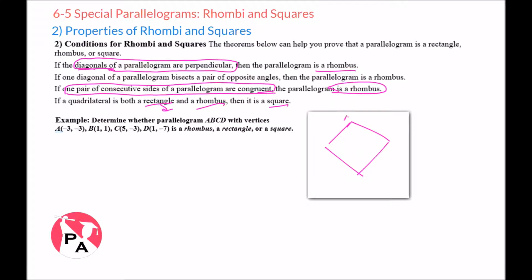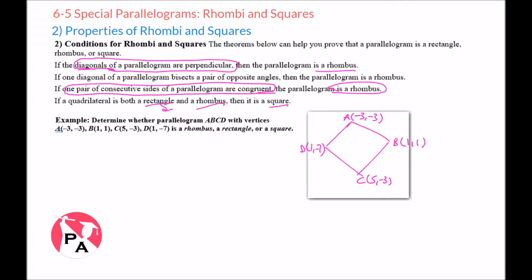So I'm going to start labeling the points. A is (-3, -3). B is (1, 1). C is (5, -3). And D is (1, -7). Now, let's see what we need to do, if we need to use the slope or distance.